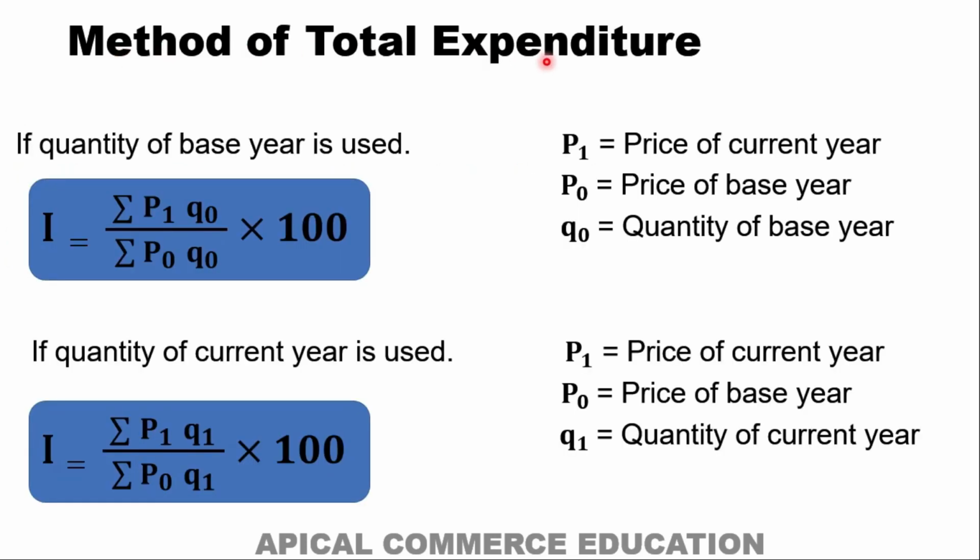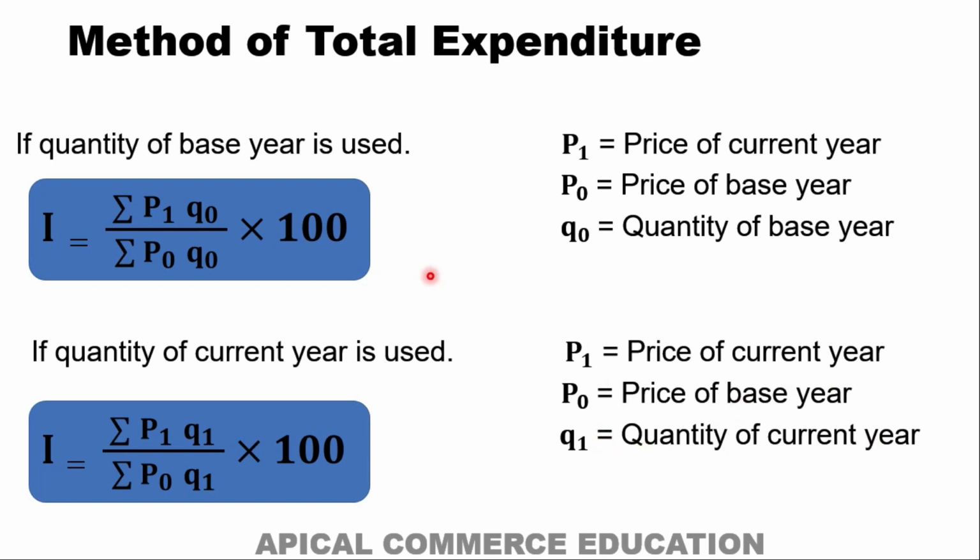Method of total expenditure. There are two formulas as you can see in this method. First formula is I is equal to sigma P1 Q0 upon sigma P0 Q0 into 100, where P1 is price of current year, P0 is price of base year, and Q0 is quantity of base year. Another formula is I is equal to sigma P1 Q1 upon sigma P0 Q1 into 100, where P1 is price of current year, P0 is price of base year, and Q1 is quantity of current year.